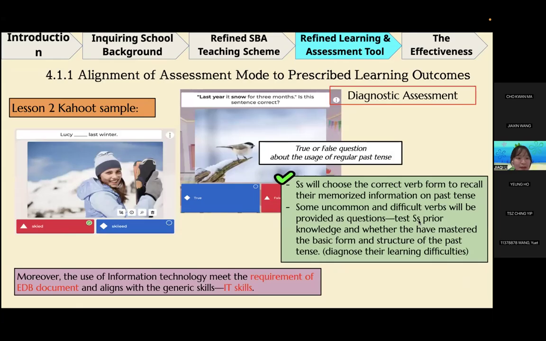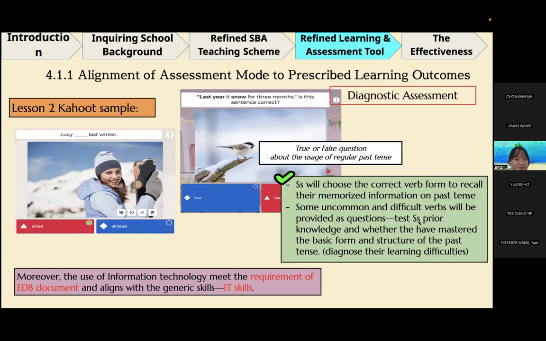So this can be seen as a formative assessment. In lesson 2, in the Kahoot game, students will choose the correct verb form to record their prior knowledge and test whether they have mastered the basic form and structure of the past tense. Moreover, the use of information technology meets the requirements of EDB documents.